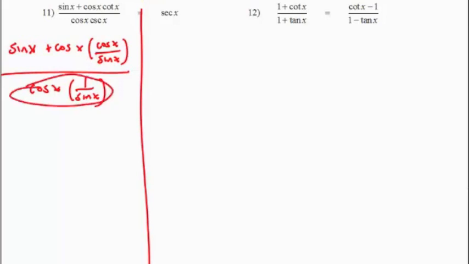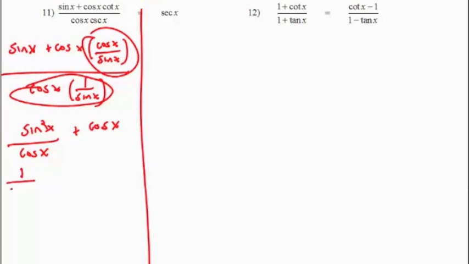Okay, well that's cool. What do we do with that? I'm going to pretend that this term here is one term, cos over sine, and I'm going to divide every term by that up in the numerator. So I end up with sine squared of x over cos of x plus cos of x. See how that was there too, and so it canceled out, right?